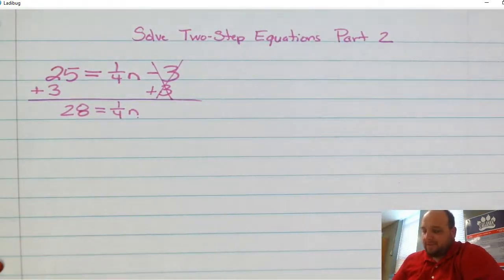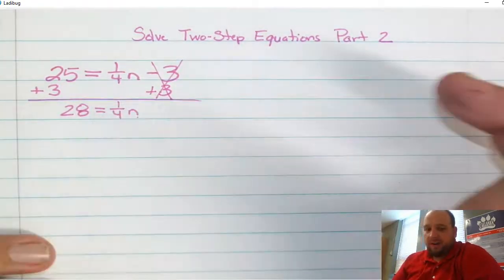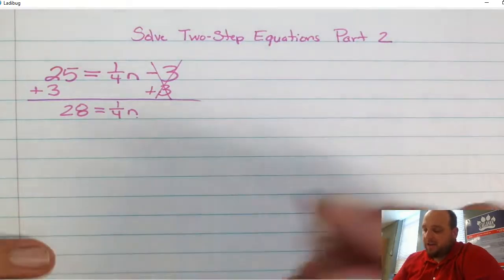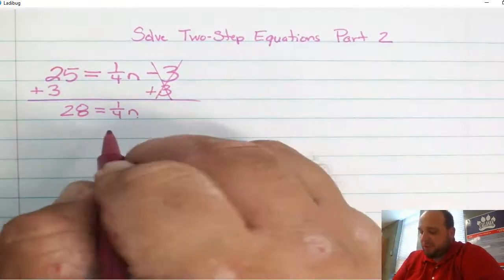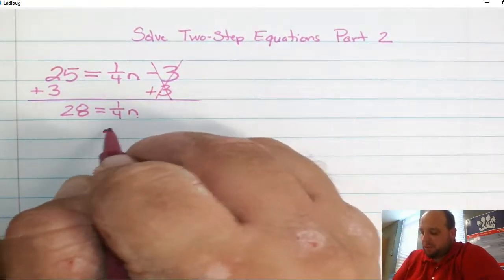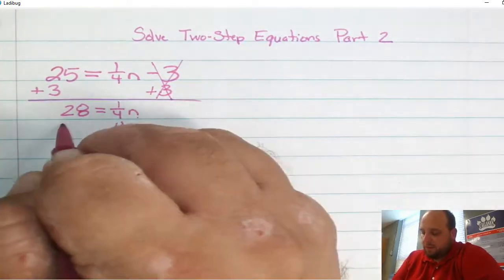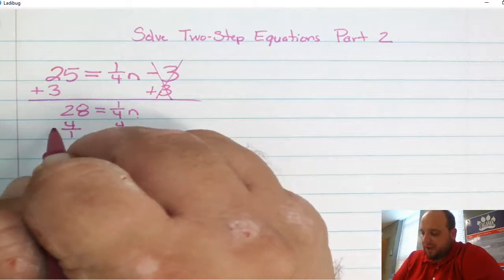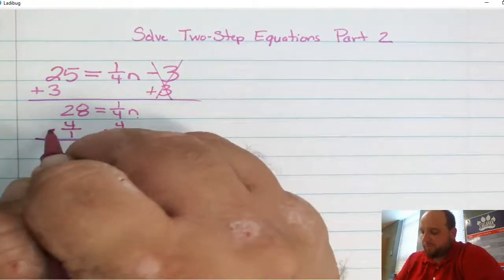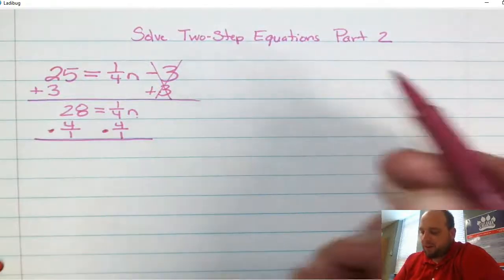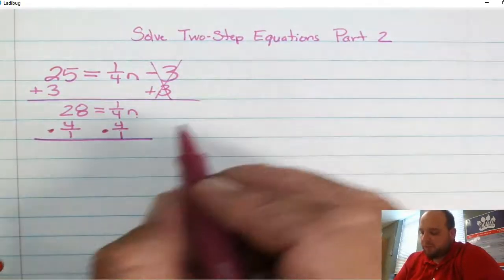So again, I have a fraction times a variable. You could divide by the fraction, but that would be a little more messy. So I think an easier way, instead of dividing, is to multiply by the reciprocal, okay? So I'm going to multiply by the reciprocal of 1/4, which is 4/1, and I'm going to do that to both sides. You did see me write it over here on the side. That's where typically you write a multiplication, but I wrote it down below this time.